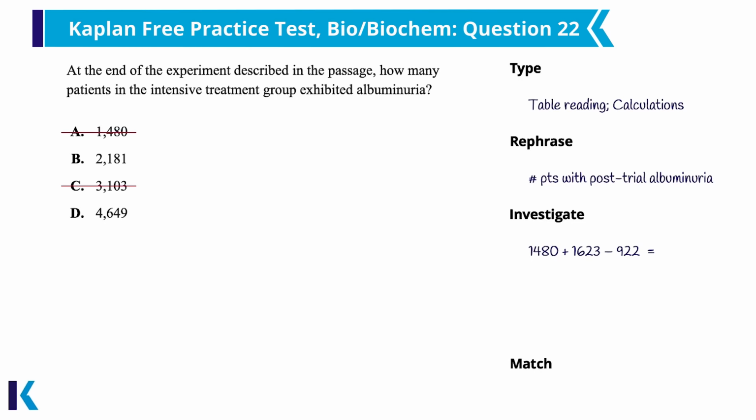This is a simple enough calculation to do, but the answers are far enough apart to do some very rough estimates here. Essentially, we have 1,500 plus 1,600 gives us about 3,100, minus 1,000 gives us roughly 2,100 patients. This matches B.